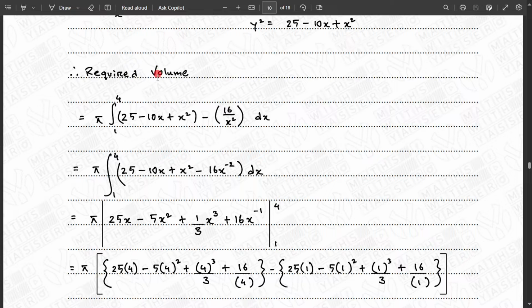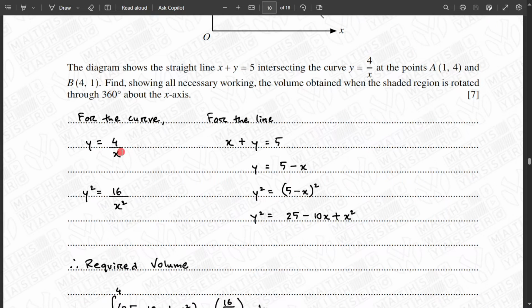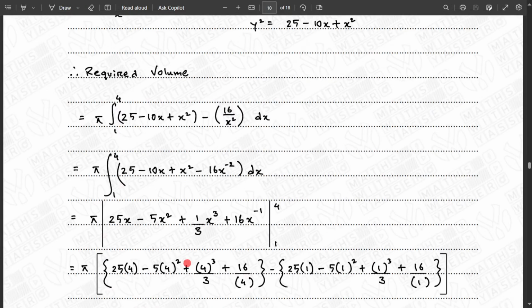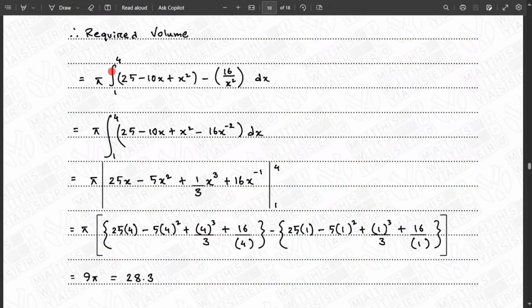So the required volume is pi with the limits 4 and 1. If we check the diagram, we can see that these are the limits. The x coordinate of B is 4, so this is the limit, and the other x coordinate is 1. So we are taking these two limits in order to find the volume when it is rotated 360 degrees about the x-axis. So pi with the upper limit 4 and lower limit 1, that was the equation of the line, and this was the equation of the curve.